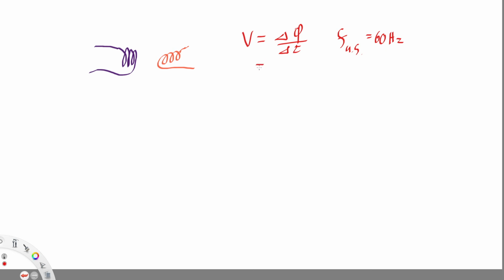So the voltage you create is NAB, right? B is the strength of the magnets you're using, A is the area of the coil, N is the number of turns in the coil. Those are all fixed parameters of your generator. Once you build it, you can't change them. But you can change this orientation. And the rate of change of a cosine is actually a sine.